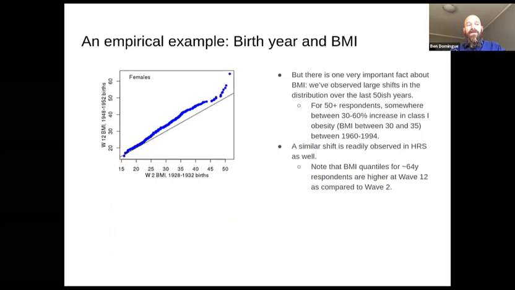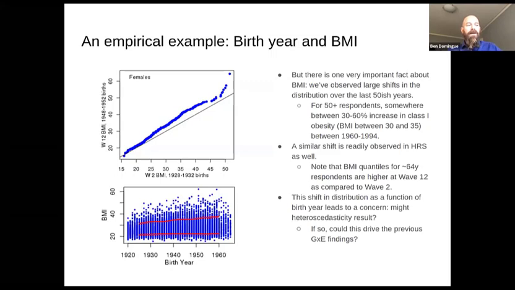You can observe this in the HRS data. What I'm showing you here are BMI quantiles for what are roughly 64-year-old respondents at wave 12 versus 64-year-old respondents for wave 2. And you can basically just see that the quantiles for the wave 12 people are just a good bit higher than the quantiles for the wave 2 people, right? This is consistent with this notion that BMI has increased and variation has in fact exploded as well. Here's another picture, right? I'm showing you now birth years on the x-axis and BMI on the y-axis.